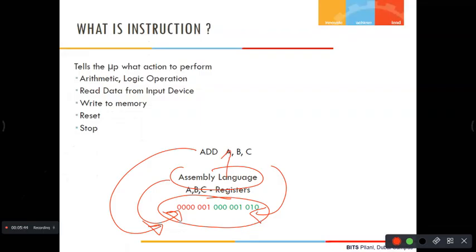Have you understood this? Programming is done using assembly instructions only. There are so many assembly instructions for a particular microprocessor. Just by using those assembly instructions, a program is written. Have you understood this? Okay.